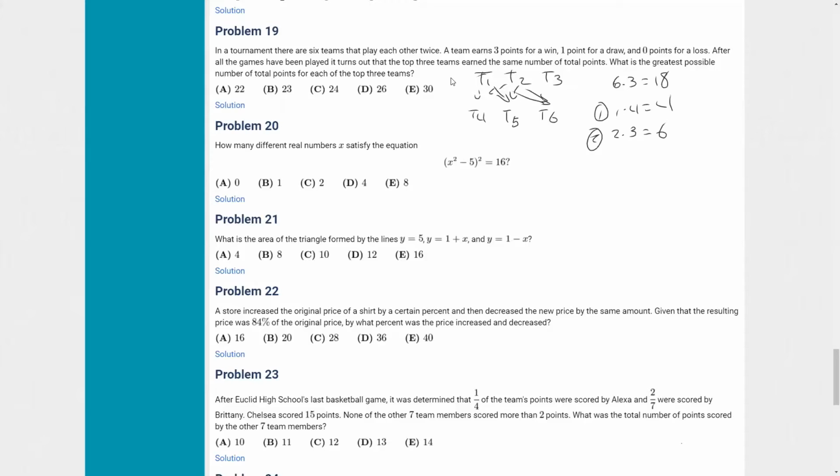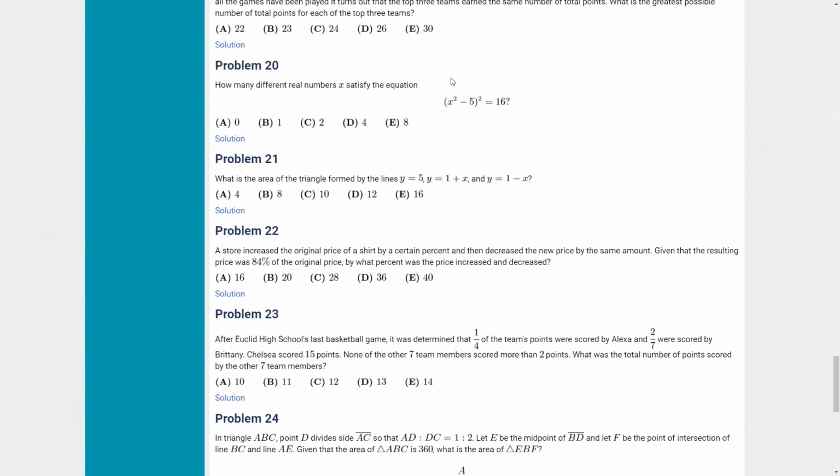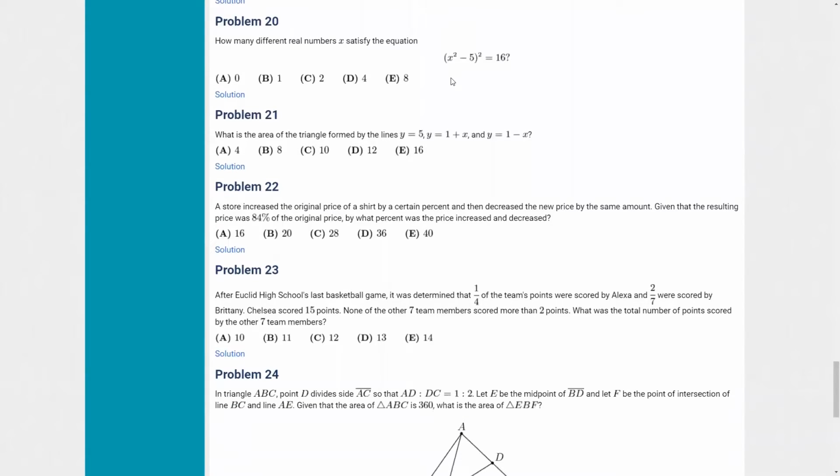So as we can see, even though they don't get any points for losing, it yields a better result to win 1 and lose 1 and win 1 and lose 1. So that means that the total maximum number, the greatest possible number of total points for each of the top 3 teams is 18 plus 6, 24. So the answer for problem number 19 is C, 24.